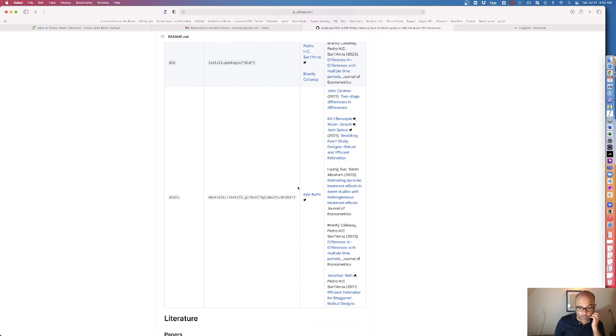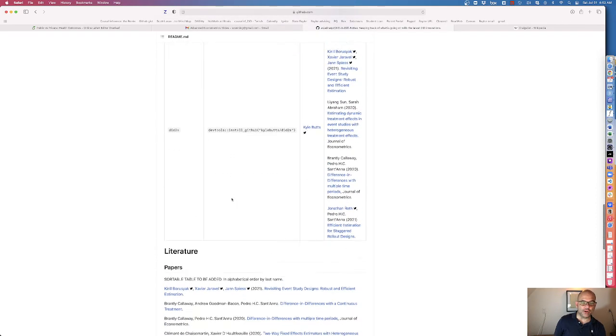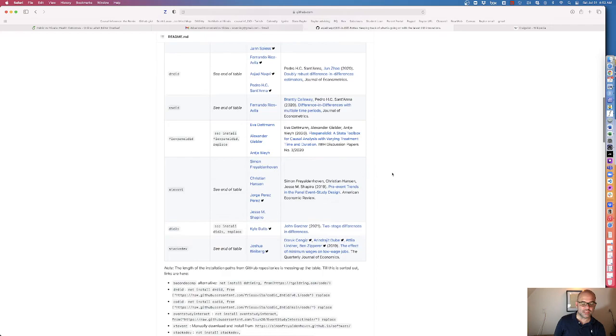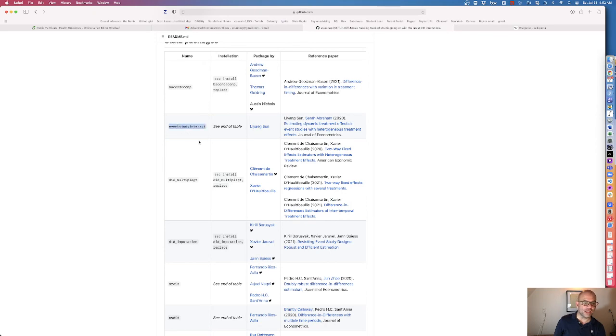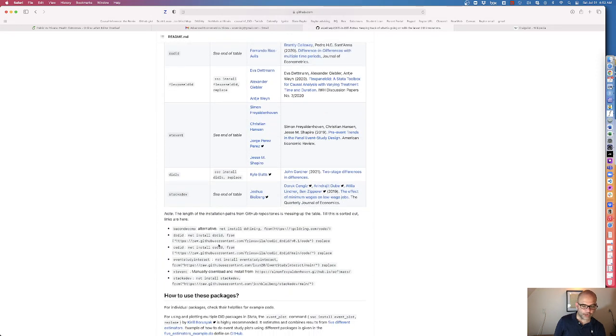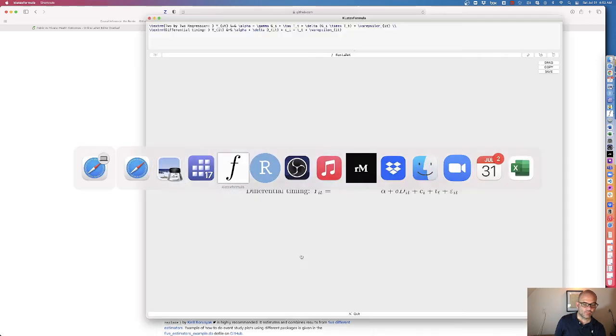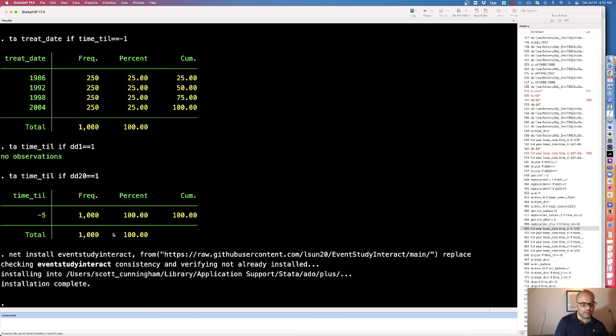Oh, looks like Kyle might have a single package. That's weird. Let me look at that. Oh, that's the R package. So it looks like Kyle made an R package called DID2S that does everything. But let's look at this data. Here we go. Event Study Interact by Sun and Abraham. Here it is. You type in net install eventstudyinteract. You get it. Help eventstudyinteract.